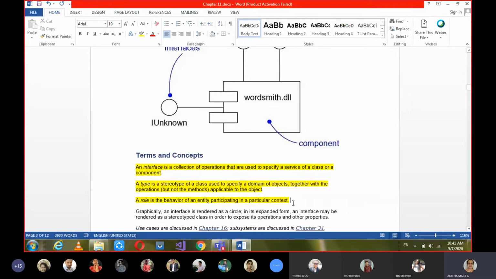Yes, please answer. What is the company role? Employer. This example you might have studied in DBMS also. So that is the role we are talking about here. That means it's a behavior of an entity participating in a particular context. And graphically, how is an interface given?